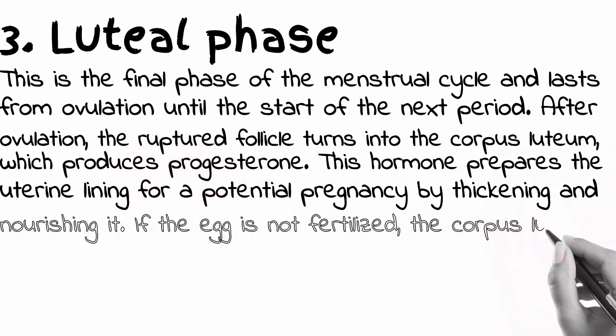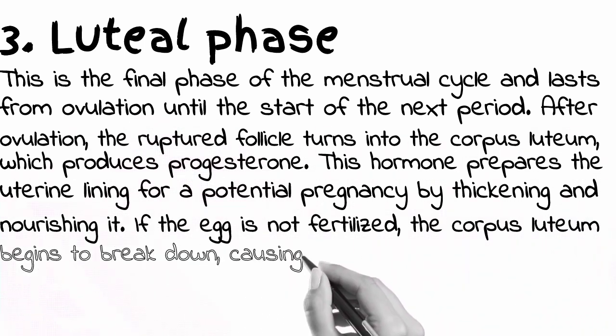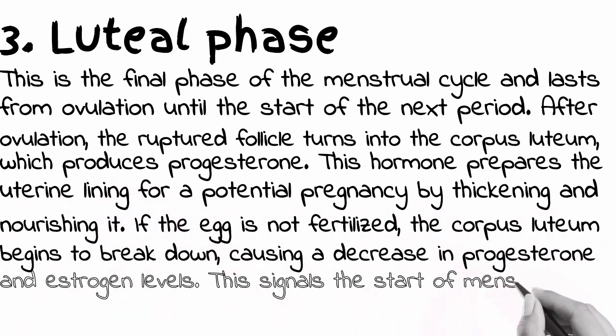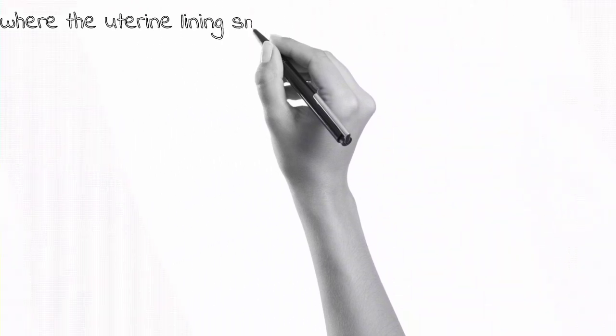If the egg is not fertilized, the corpus luteum begins to break down, causing a decrease in progesterone and estrogen levels. This signals the start of menstruation, where the uterine lining sheds and is expelled from the body.